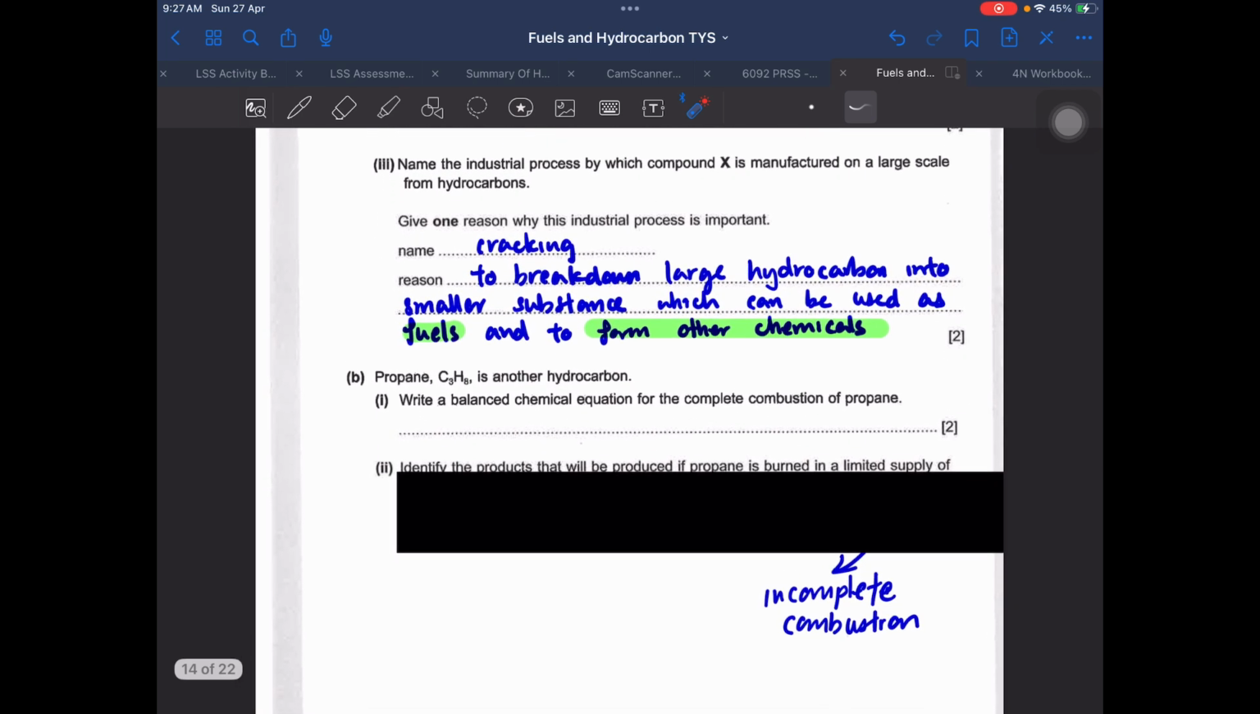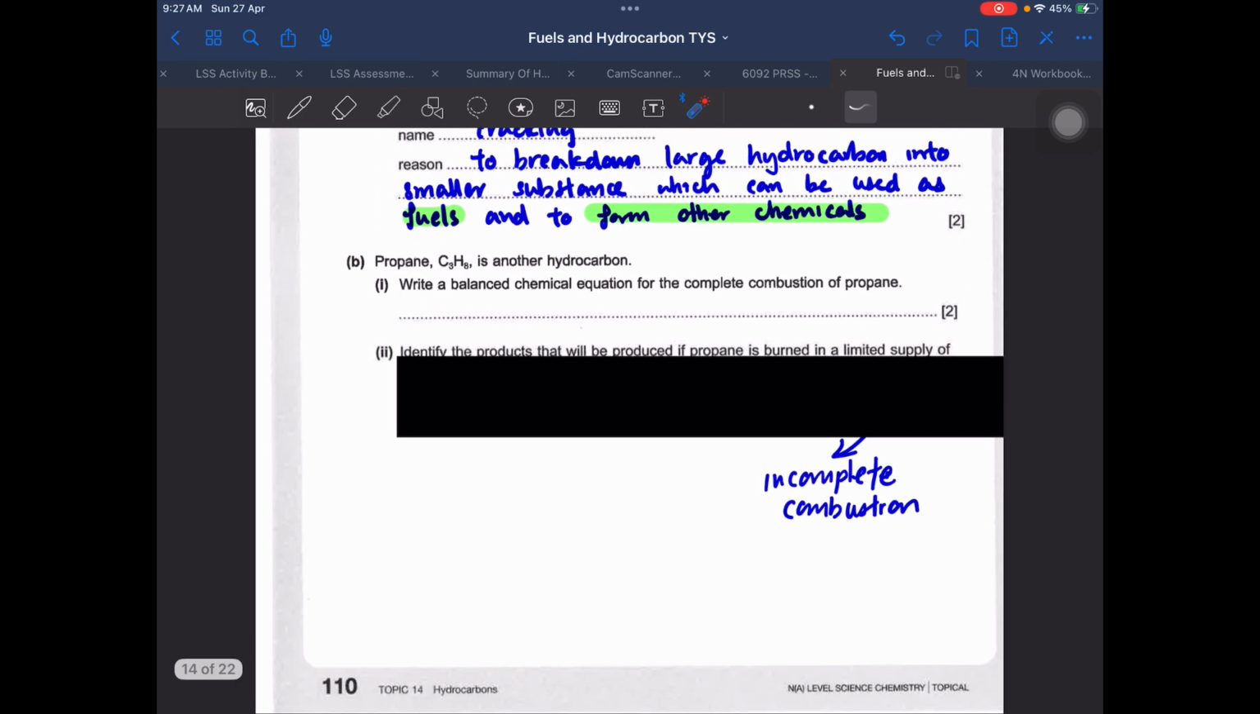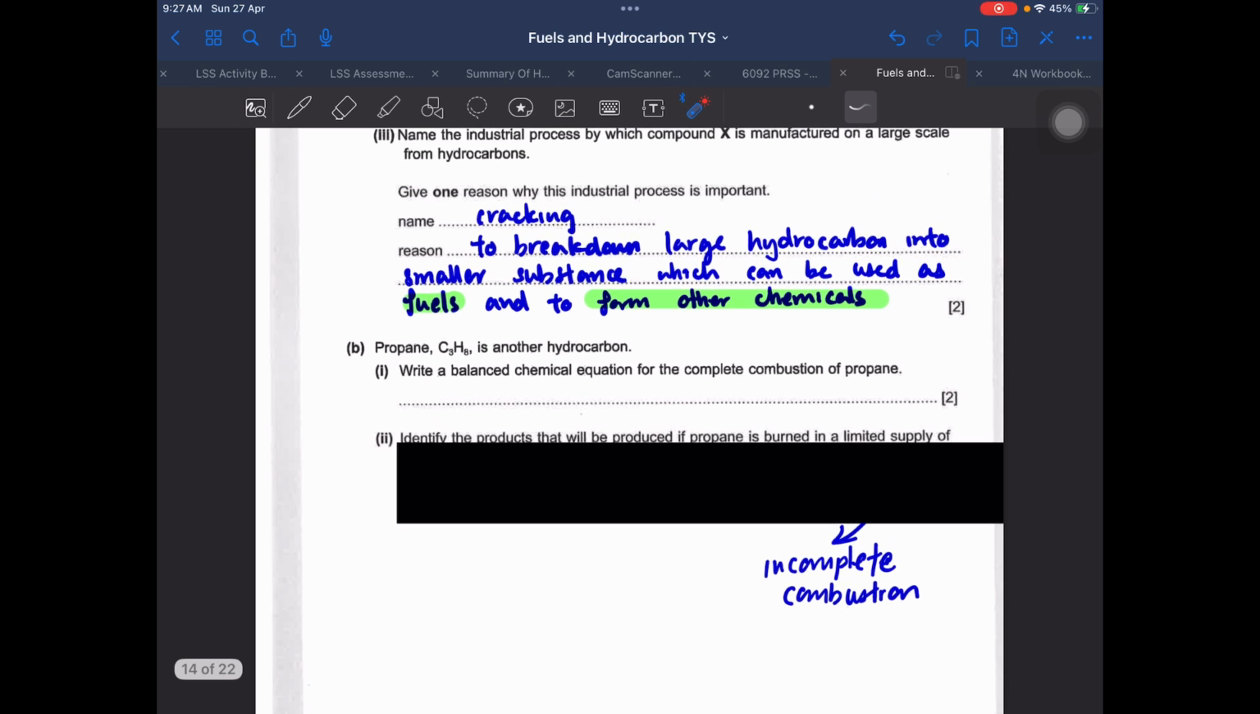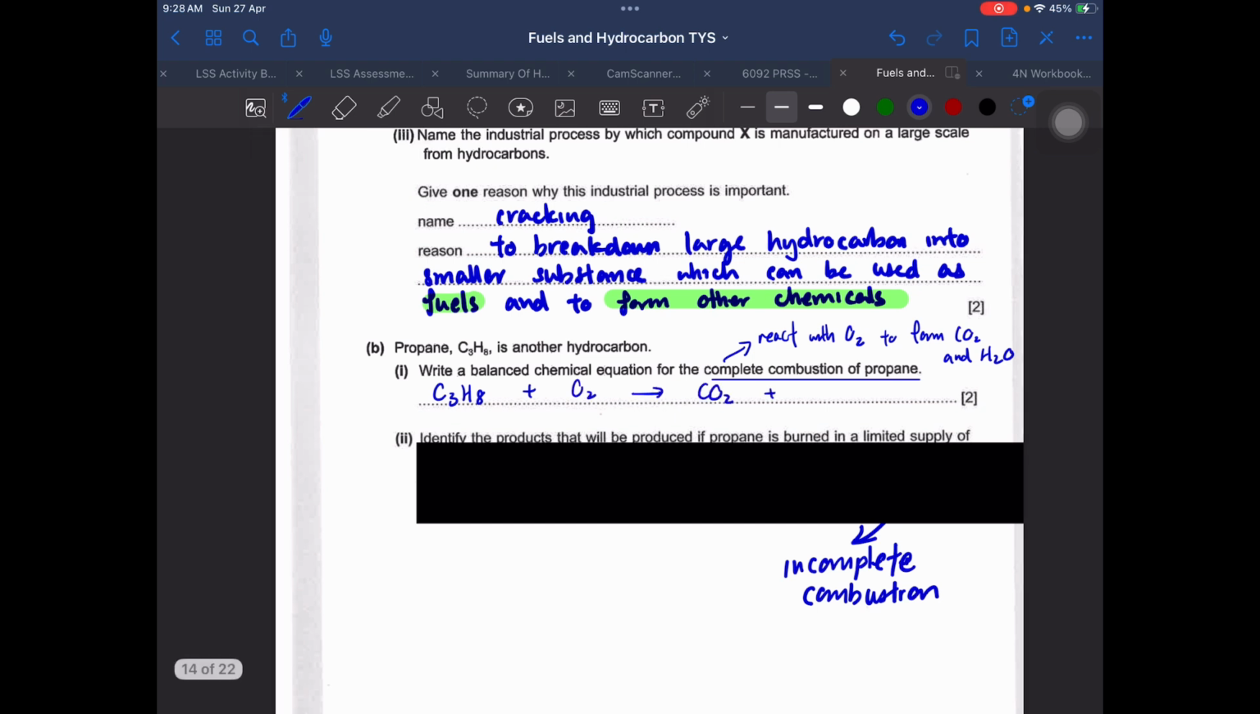Okay, moving on to propane. Propane is C3H8, it's another hydrocarbon. You're supposed to write a reaction to show the complete combustion of propane. So just a quick recap. Combustion means that you react with oxygen, and because it's complete combustion, you will form CO2 and H2O always. So you must learn how to write this equation. So for this question here, C3H8 plus O2 to form CO2 plus H2O.